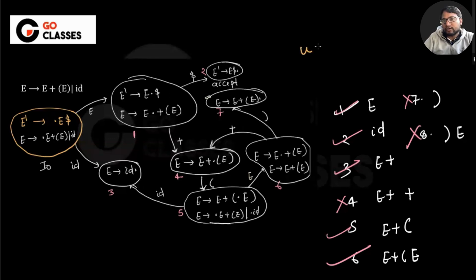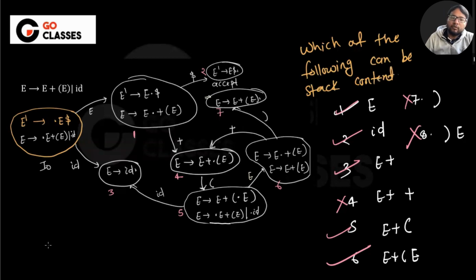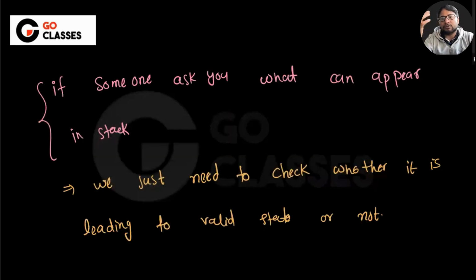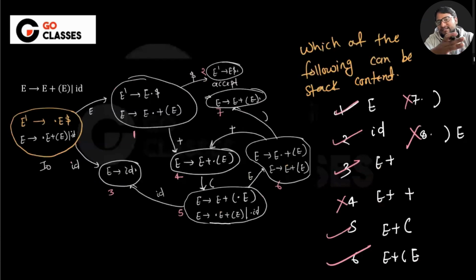So which of the following can be the stack content? If there is a move, then only the parser will run this DFA. Otherwise, the parser will not run, isn't it? So that's why when someone asks you what can appear and what cannot appear, I can just check whether it is leading to a valid state or not. Interestingly, what can appear on the stack is basically called a viable prefix.